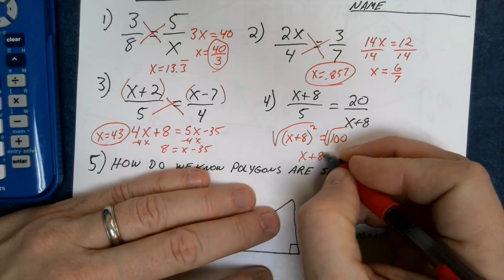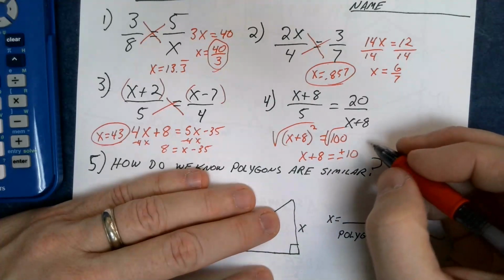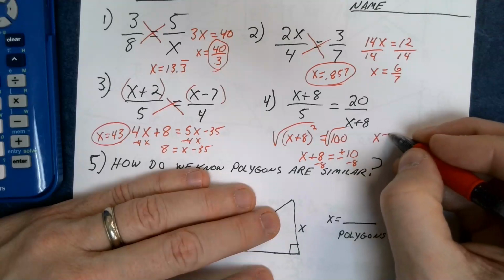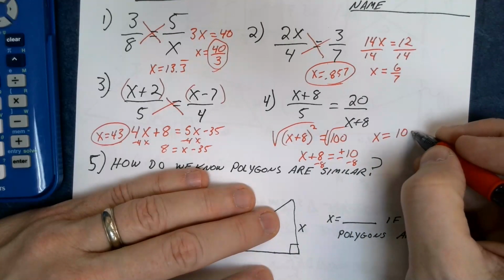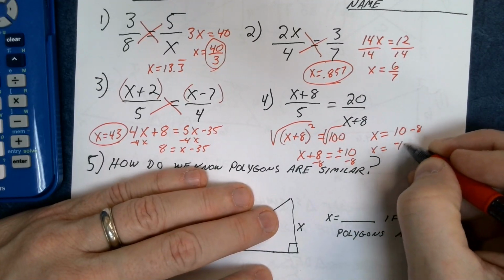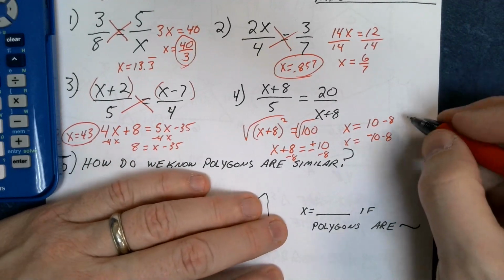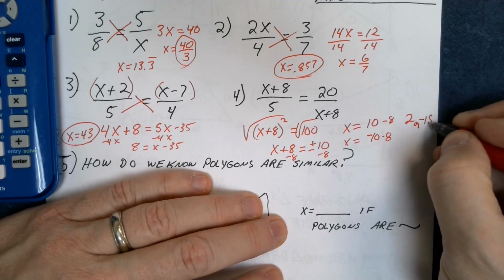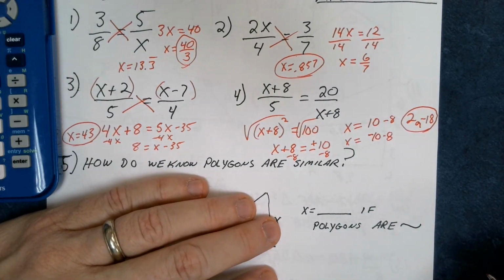Then I can get x plus 8 equals plus or minus 10. I subtract 8, and I get x is equal to, well, if it's positive 10 minus 8, or x is equal to negative 10 minus 8. So my two possible answers here are 2 or negative 18. Turns out in these cases both of those numbers work. Okay.